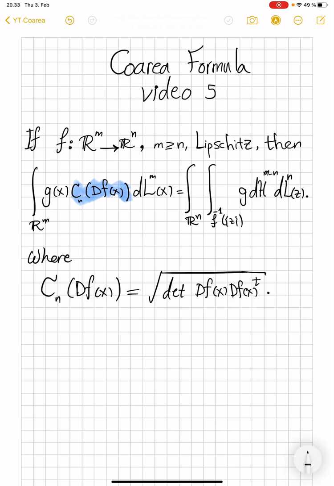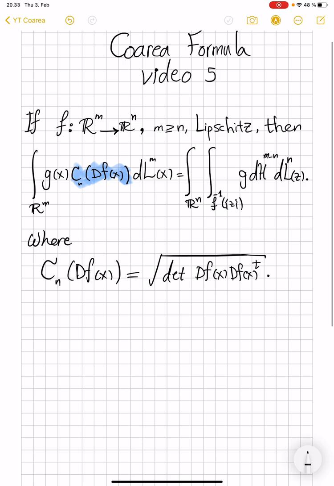Hello, in the study of the Coarea formula, we are at a point where we need to justify the particular definition of the Coarea factor given by this determinant. We have to see where it comes from, what its geometric significance is, and prove a few facts about it.